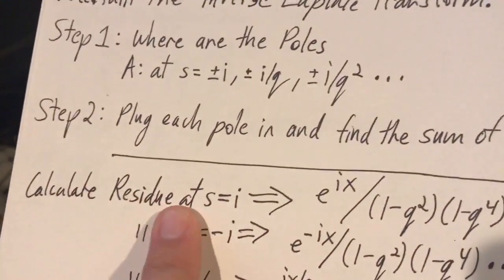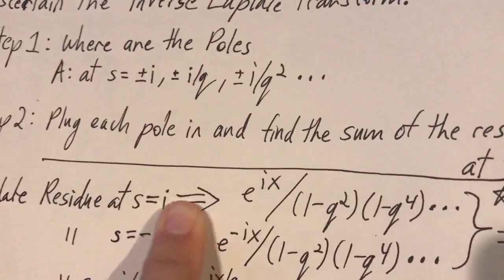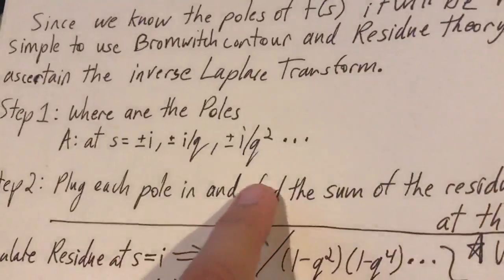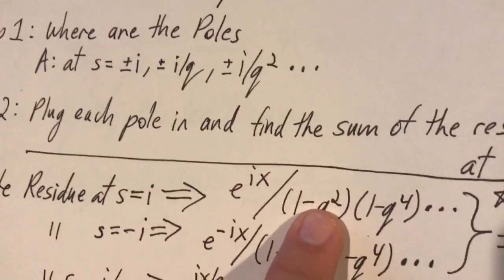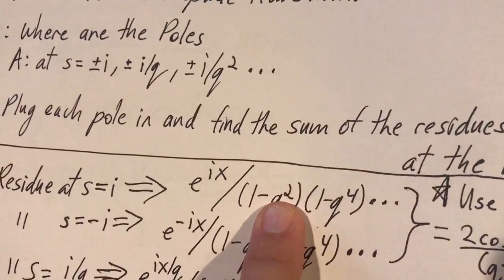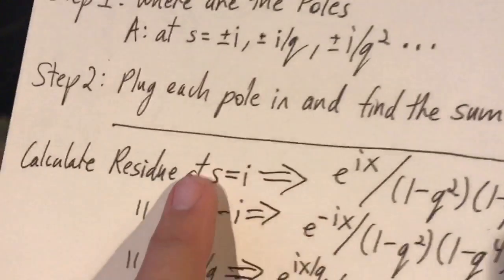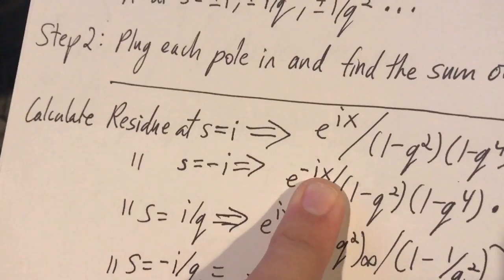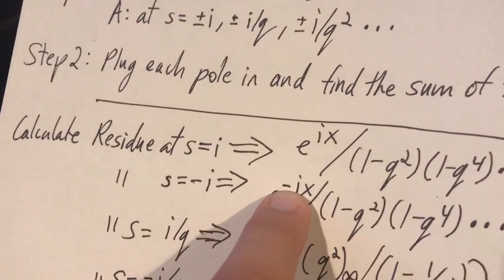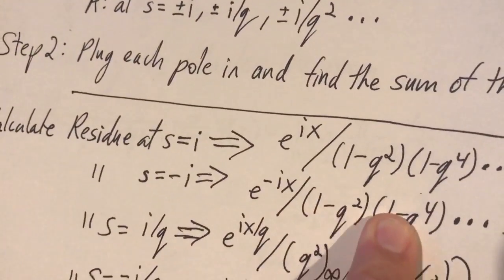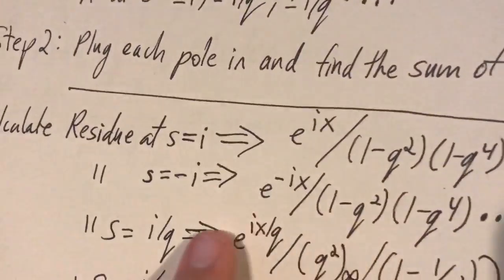So let's calculate the residue at s equal to i. It's e to the ix divided by, let all these s's equal i. I squared is minus 1, so all these become negative: negative q squared, negative q to the fourth, okay? Now let's find the residue at minus i: e to the minus ix. We just plug this into here, and we plug it into the denominator too, okay?